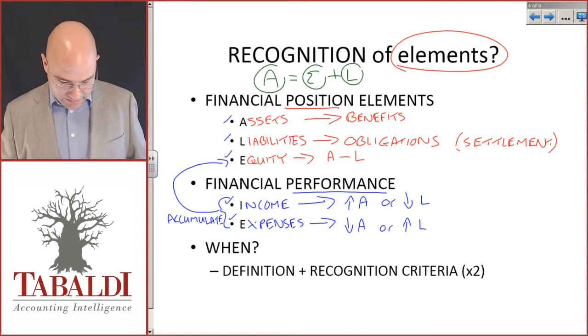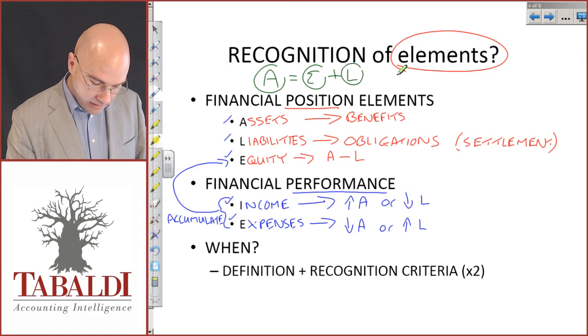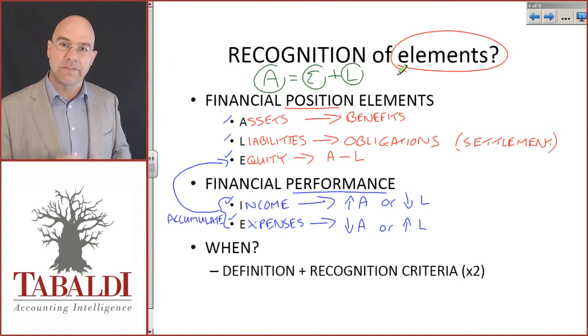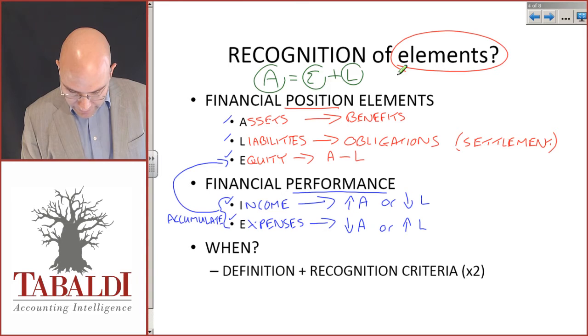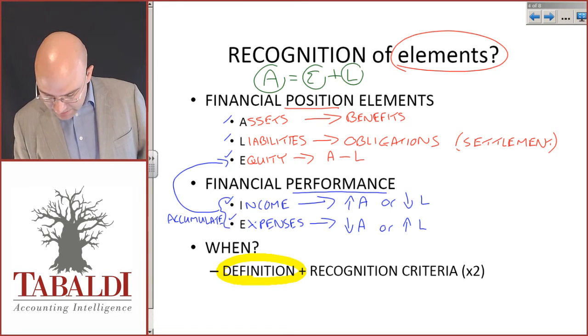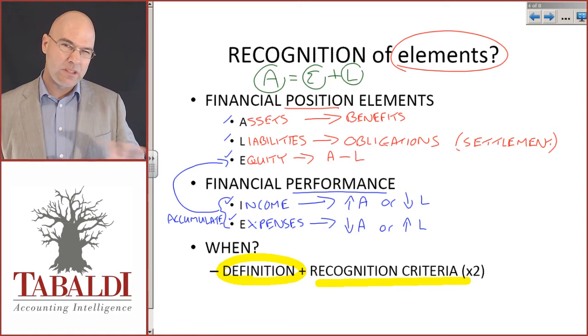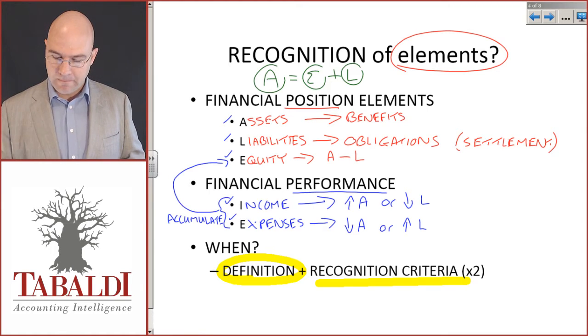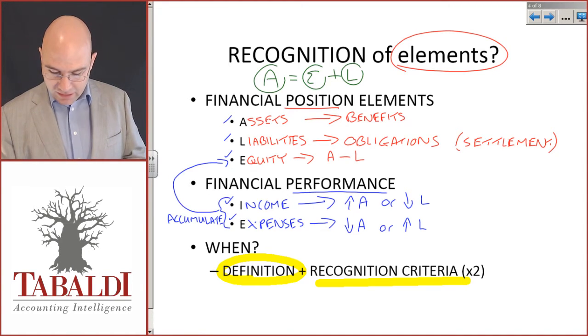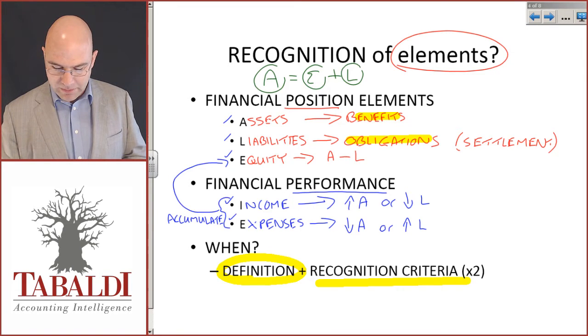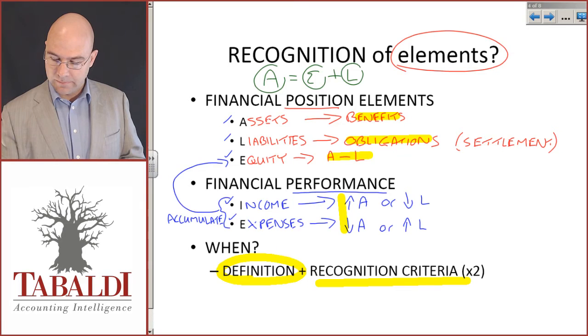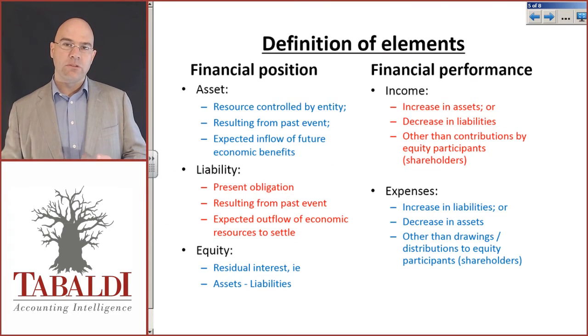It then goes on to tell you when you can put those elements into the financial statements, and that will be once a definition is met, but then there are also 2 recognition criteria. We will deal with that once we finish with definitions properly. So I've given you a very basic concept of definitions, being benefits, obligations, residual, and the income and expenses. But what I need to now do is give you the formal definitions.